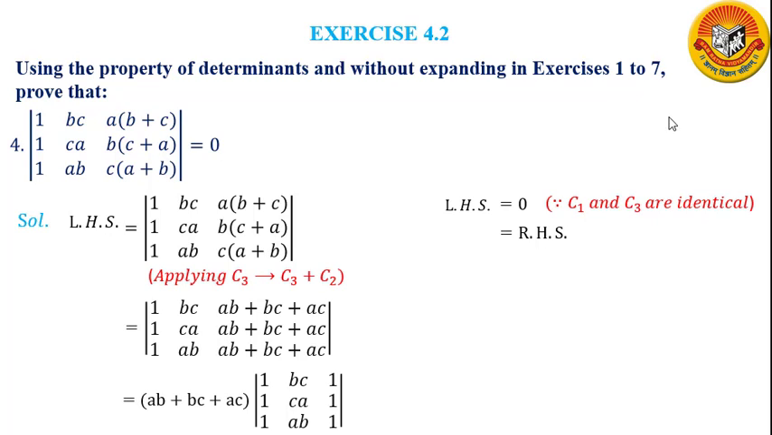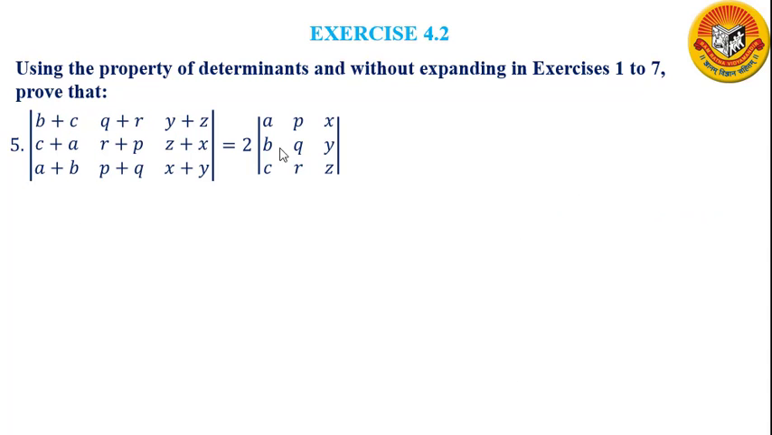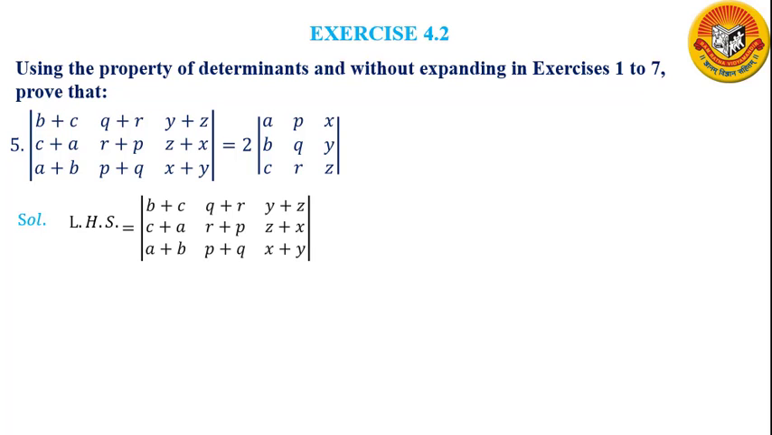Now let us move to the fifth problem. Now in this fifth problem the right hand side is not 0, so forget about property number 3. Left hand side is given, and we have to prove that this is 2 times the right hand side, which is APX, BQY and CRZ. So what will we do? Can I add any row to any other row, any column to any other column? Now B plus C is here, C plus A is here, A plus B is here.